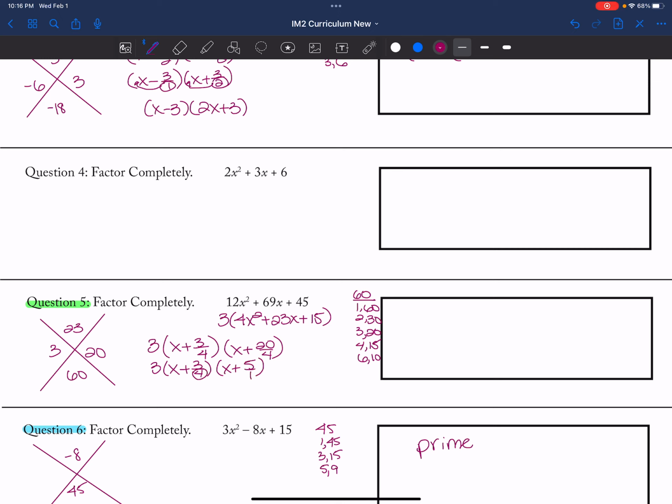So I'm going to bring what's in the bottom to the top, in the bottom to the top. So I have 3 times 4x plus 3 and x plus 5. So 3 times 4x plus 3 and x plus 5.